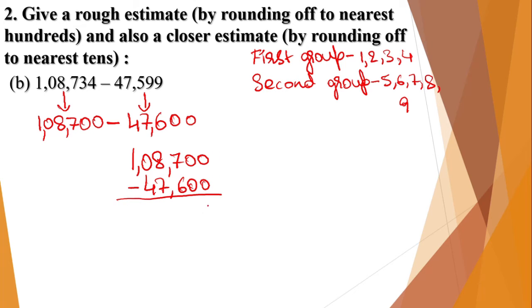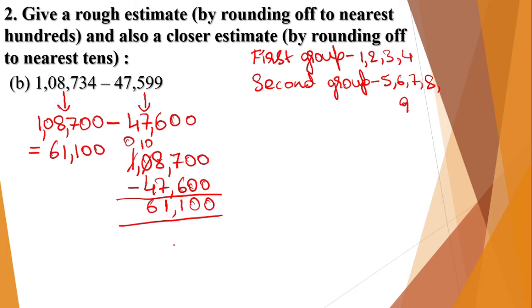Now 0 minus 0 is 0, and again 0 minus 0 is 0 only, and 7 minus 6 is 1, and 8 minus 7 is 1 again, and 0 minus 4 is not possible. So 1 will become 0, and 0 will become 10, and 10 minus 4 is 6. So we will get 61,100. So the answer for this will be 61,100.